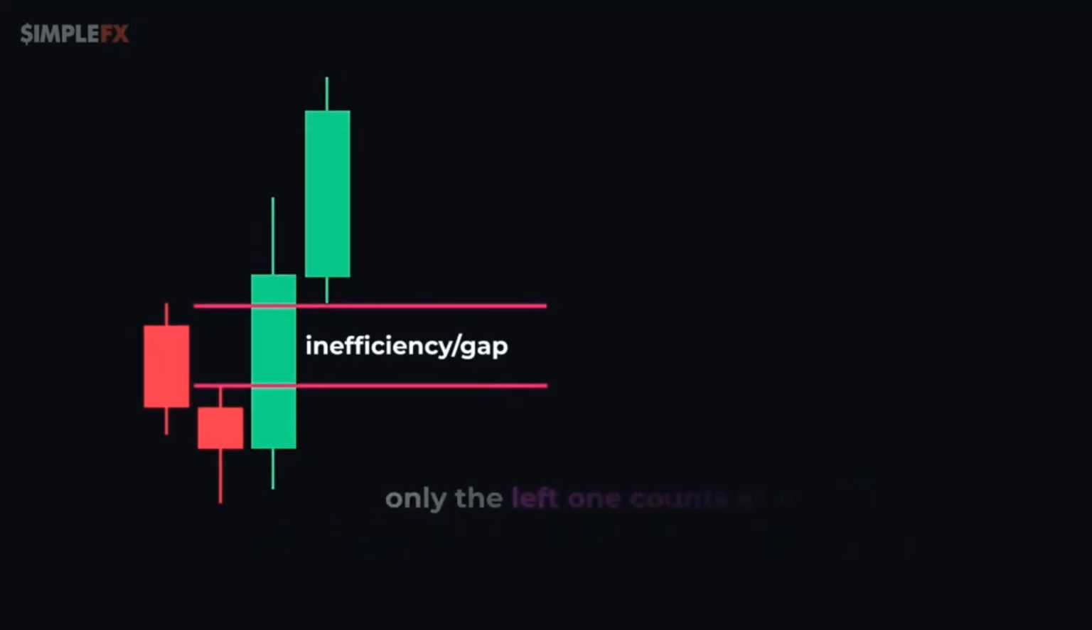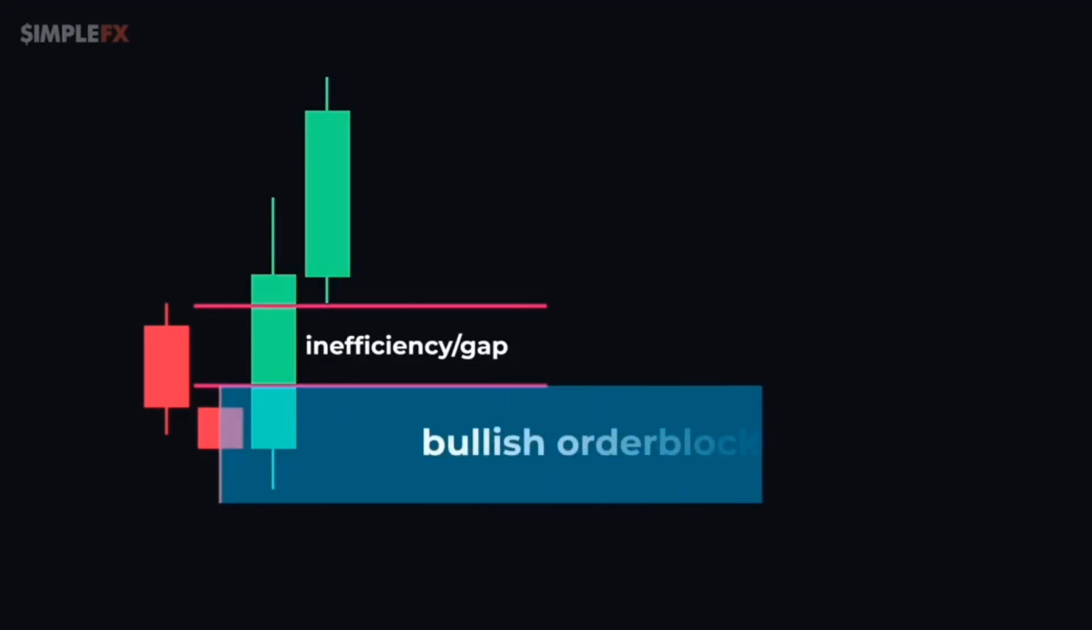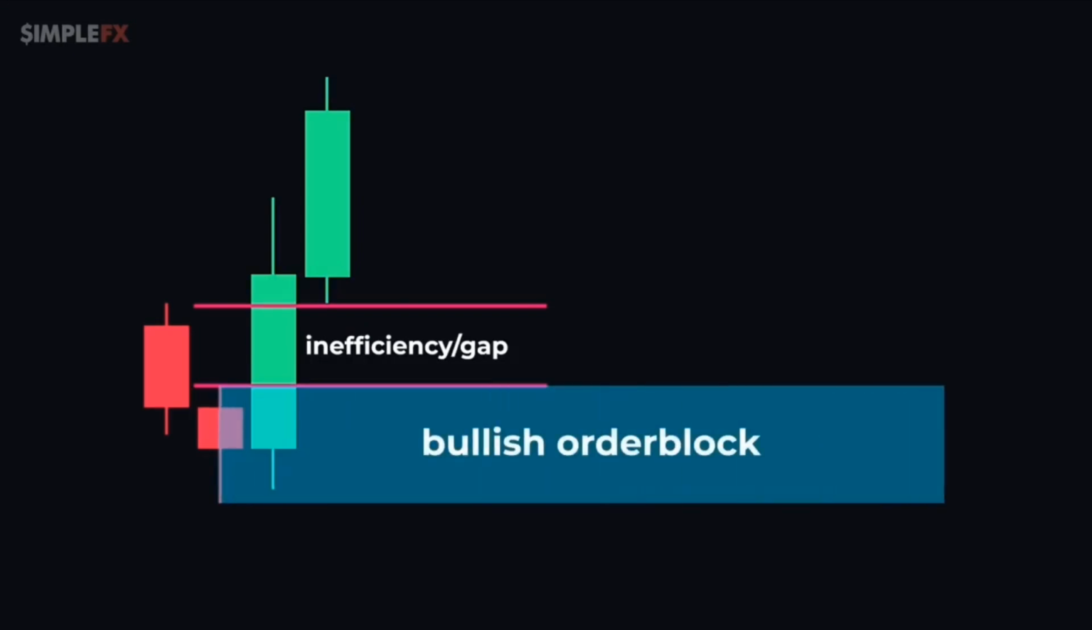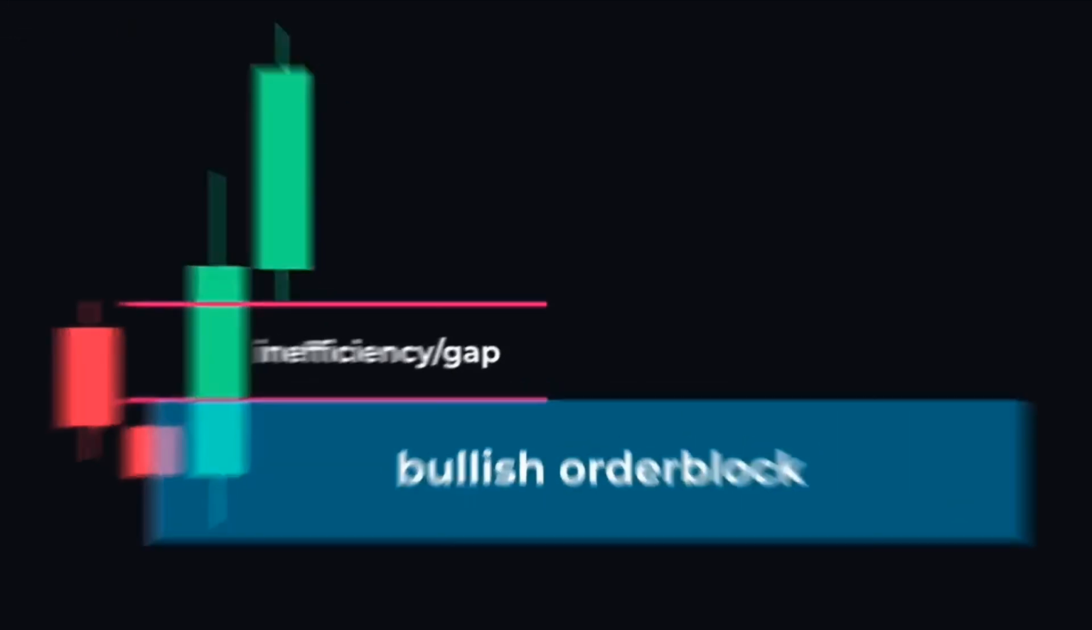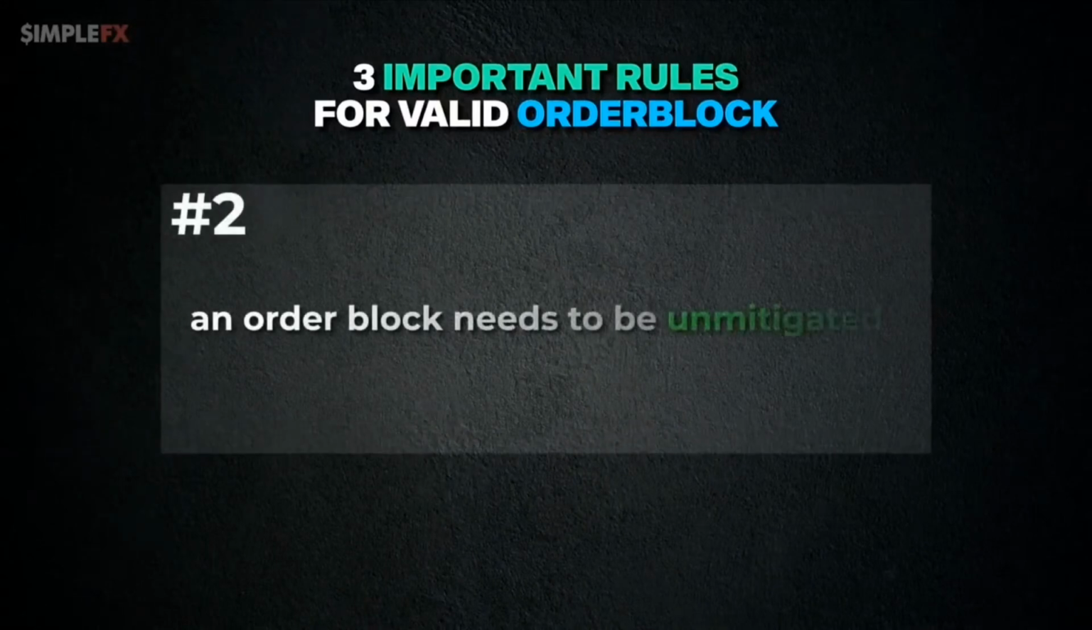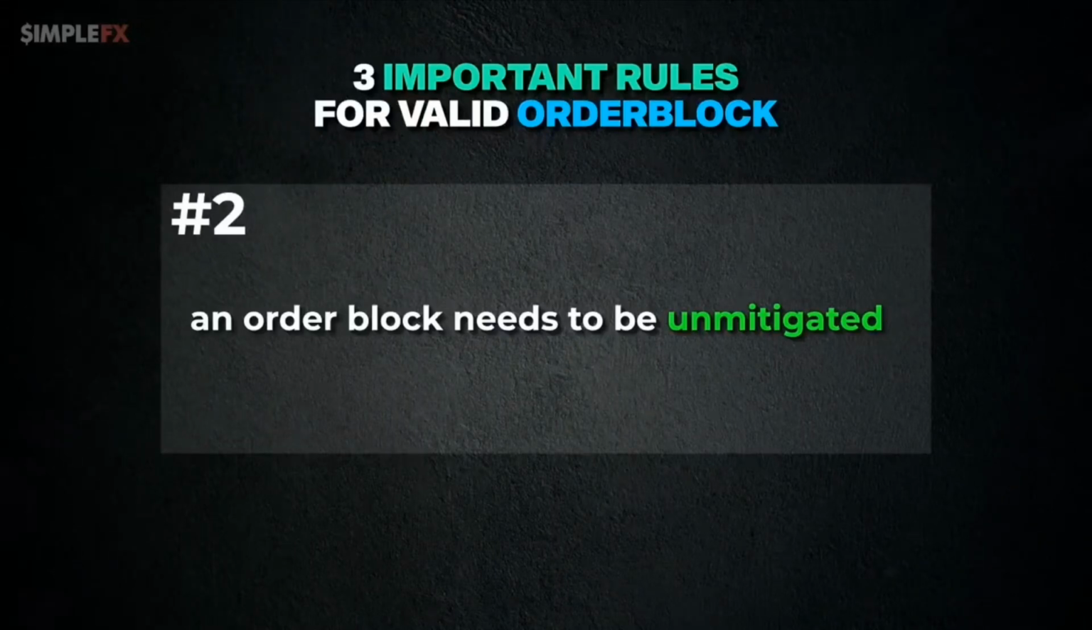To draw the order block, take the first candle before the inefficiency and draw a rectangle over the full candle from the top wick to the bottom wick. Rule number 2. An order block needs to be unmitigated. Order blocks are generally a one-time use. If the price touches an order block, it's no longer considered valid, meaning it can't be tested or retraced.